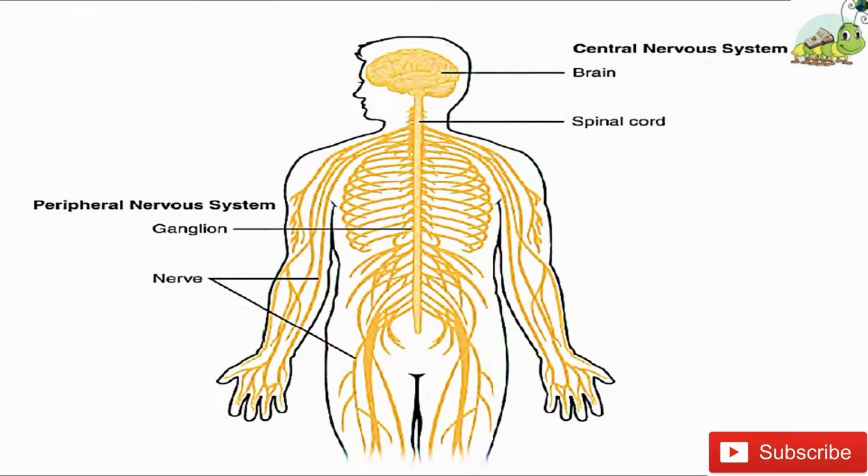The central and peripheral nervous system. The nervous system can be divided into two major regions, the central and peripheral nervous system. The central nervous system, CNS, is the brain and spinal cord, and the peripheral nervous system is everything else. The brain is contained within the cranial cavity of the skull, and the spinal cord is contained within the vertebral cavity of the vertebral column.